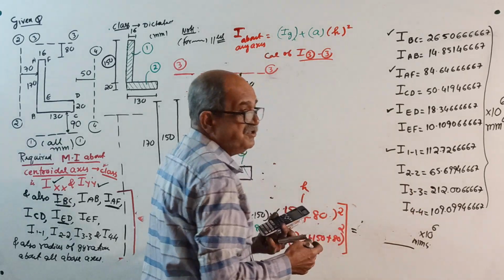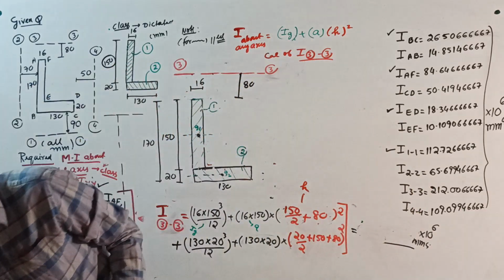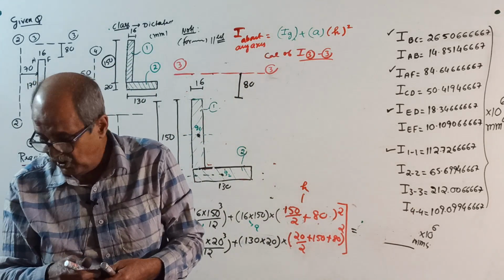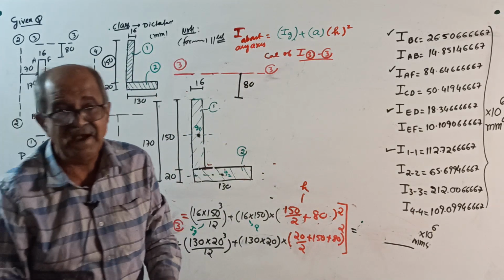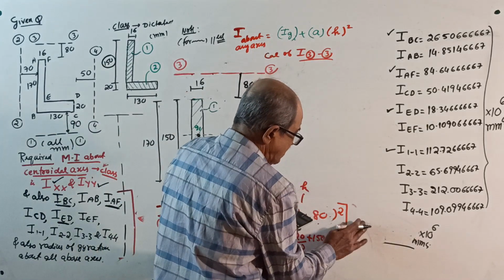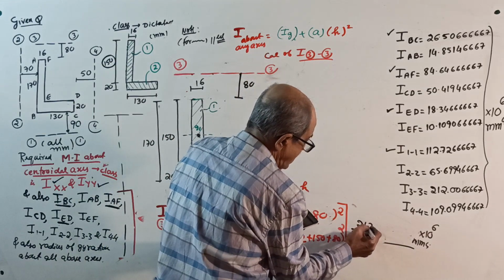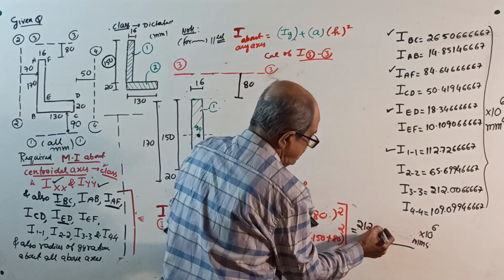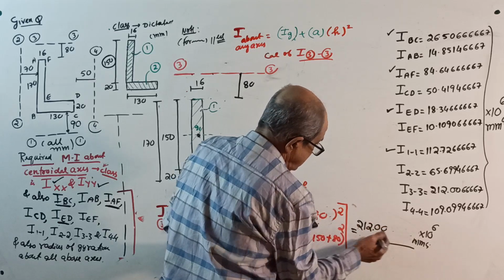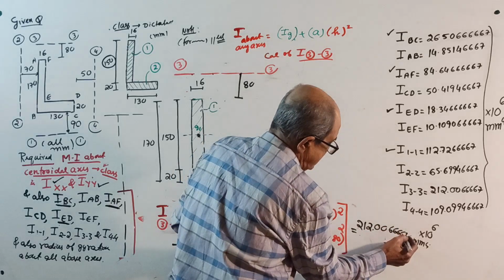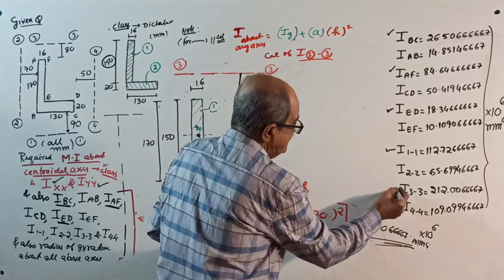It is using a trick actually. Since it is using a trick, that cannot be wrong. Trick I will tell you at the end of the class. That is required for steel structures. 212.00006667 10 to the power 6. See, this is also tallying.